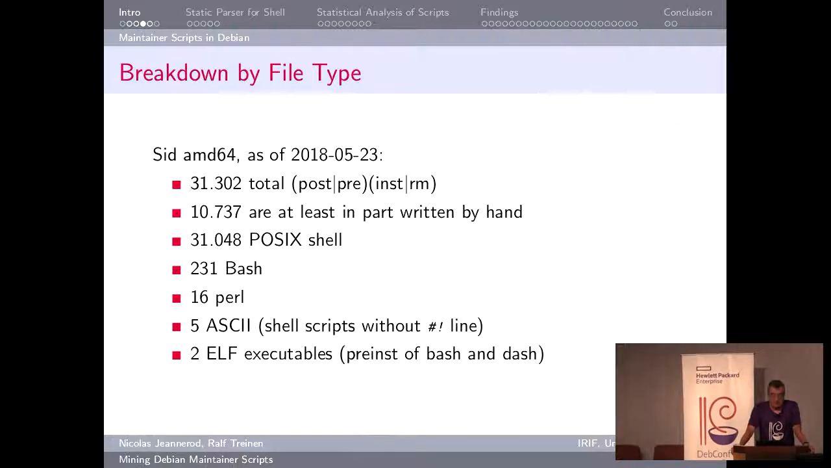So there are about 230 bash scripts, bin bash, 16 Perl scripts. There are 5 ASCII files. These are the findings according to the file utility. And ASCII files means these are shell scripts which do not have the shebang. We will come back to this case a little bit later.